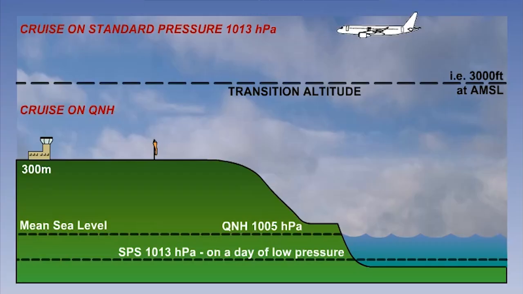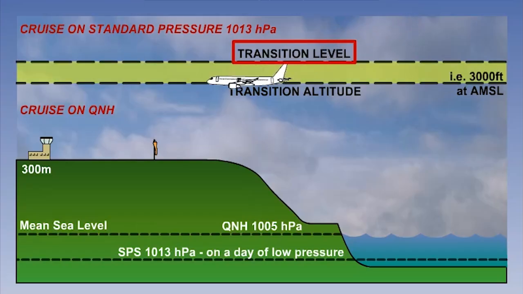When descending to an airfield, there will be a need to reset the altimeter back to QNH again. This point is known as the transition level. The transition level is not fixed and varies over time and place. As a result, air traffic will tell us at what level we should change from 1013 to QNH.